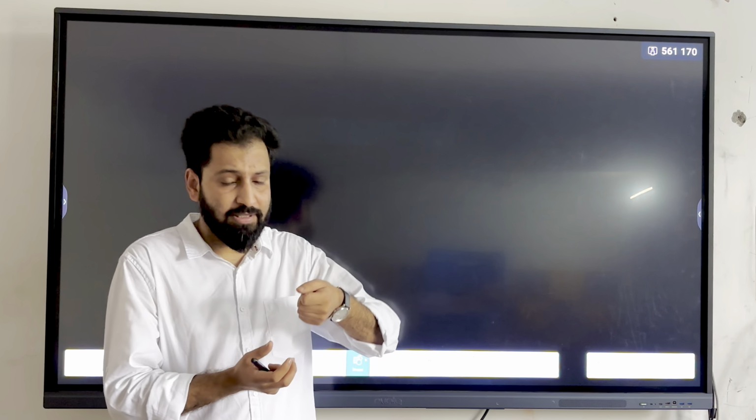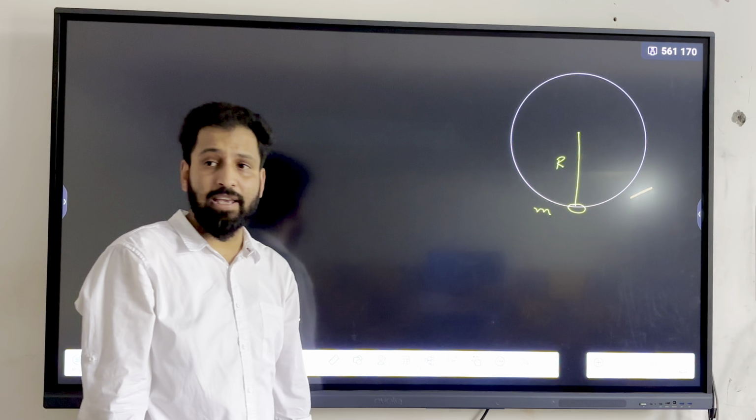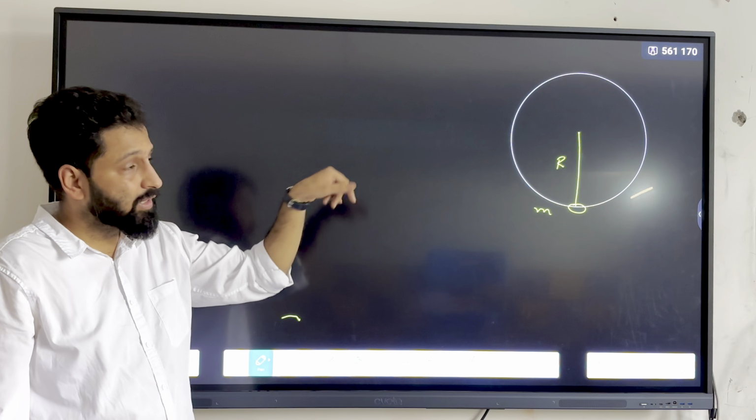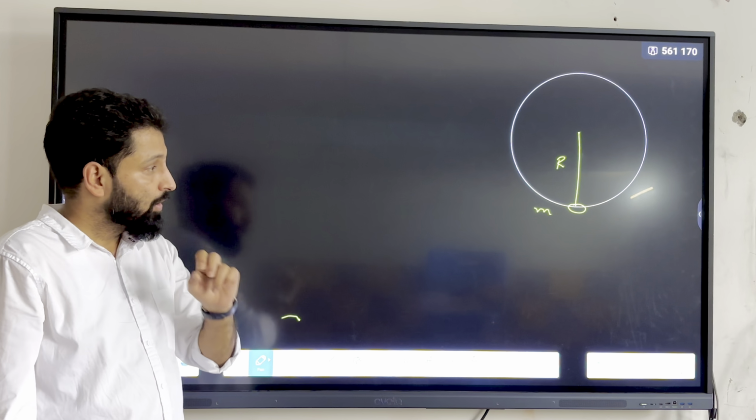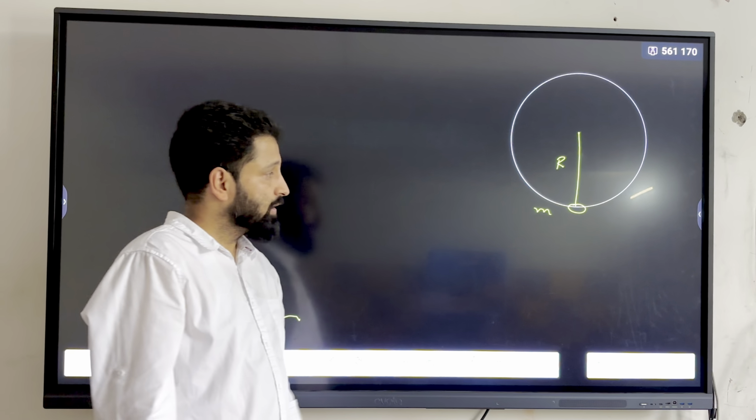Okay. So let's draw a circle here. So if I am drawing a circle here, there is an object which is attached to a string. This object has mass m. This string has a length r. So this r is actually the radius of this vertical circle. So this body is doing a vertical circle. On this concept, there are several questions, several numericals asked in our examinations.